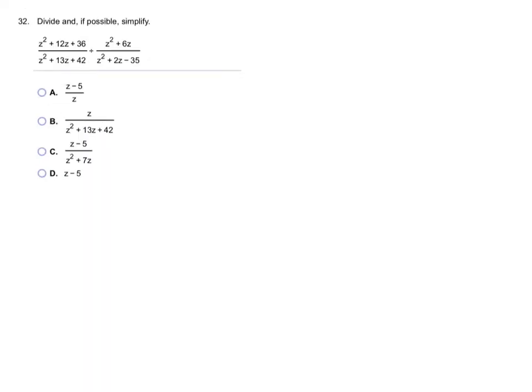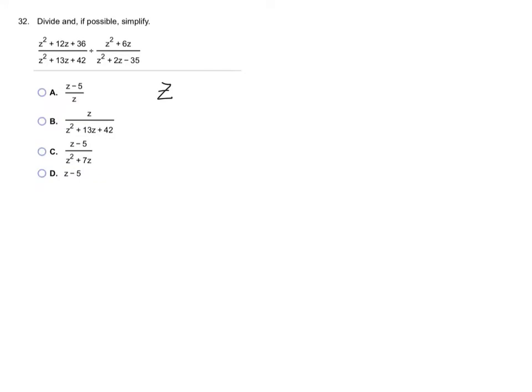Question 32. Divide, and if possible, simplify. I'm asked to divide two rational expressions. To divide rational expressions, you keep the first expression, change the division sign to a multiplication sign, and then flip the second expression. So I'm going to do that now.